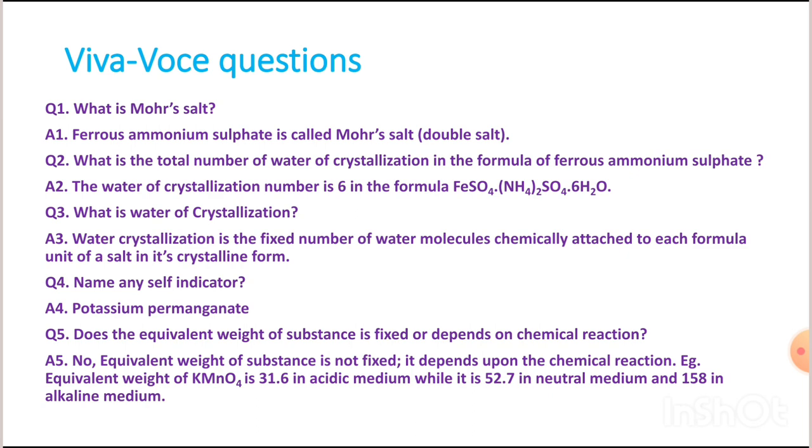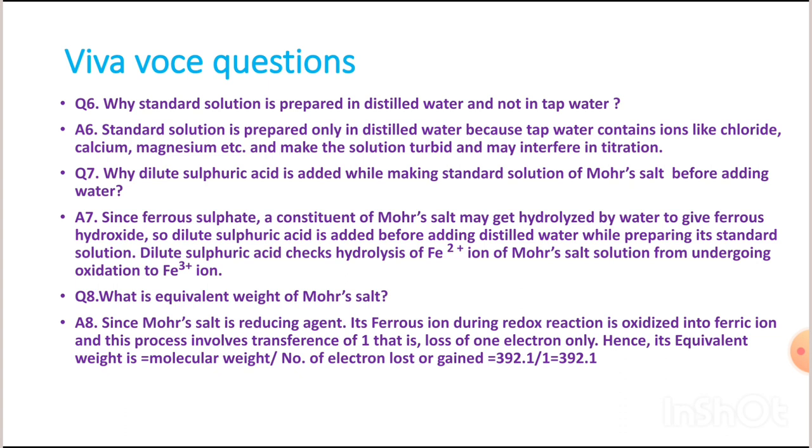Next question, is the equivalent weight of a substance fixed or does it depend on the chemical reaction? Answer is, no. Equivalent weight of a substance is not fixed. It depends upon the chemical reaction. For example, equivalent weight of potassium permanganate is 31.6 in acidic medium, while it is 52.7 in neutral medium and 158 in alkaline medium. Next question is, why is a standard solution prepared in distilled water and not in tap water? The answer is, a standard solution is prepared only in distilled water because tap water contains ions like chloride, calcium, magnesium, etc. and makes the solution turbid and may interfere in titration.